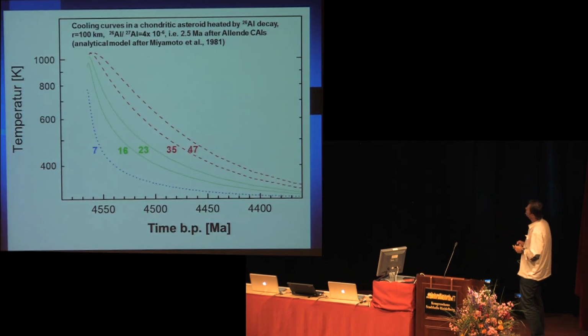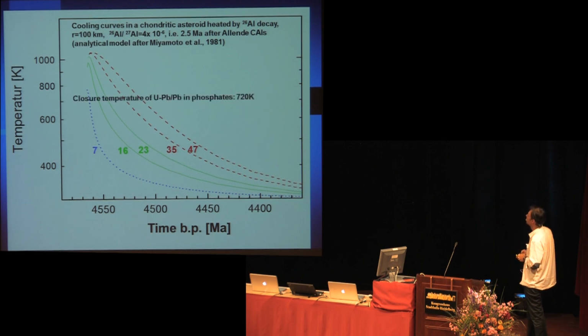Okay, so this can be quantified in a model like this. We have time-temperature curves here. This is for the center of such a parent body, where you have high metamorphic temperatures and slow cooling. This is for the upper layers of such a planetesimal, where you have lower maximum metamorphic temperatures and faster cooling. These numbers are kilometers, the depths of the corresponding material in a 100-kilometer asteroid. Now, how can we constrain these cooling curves?